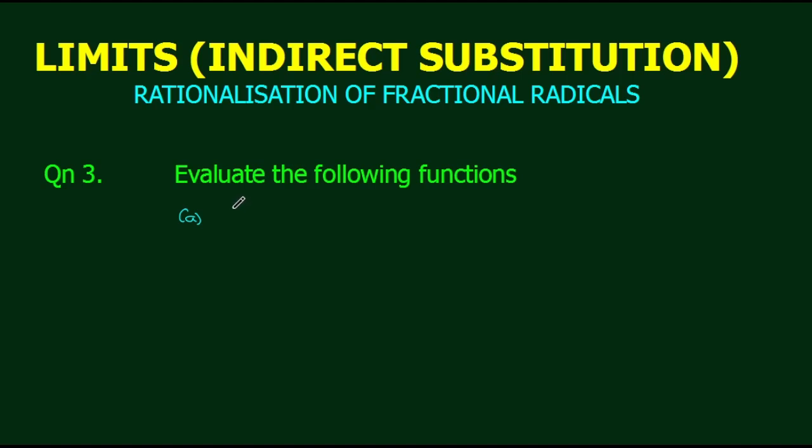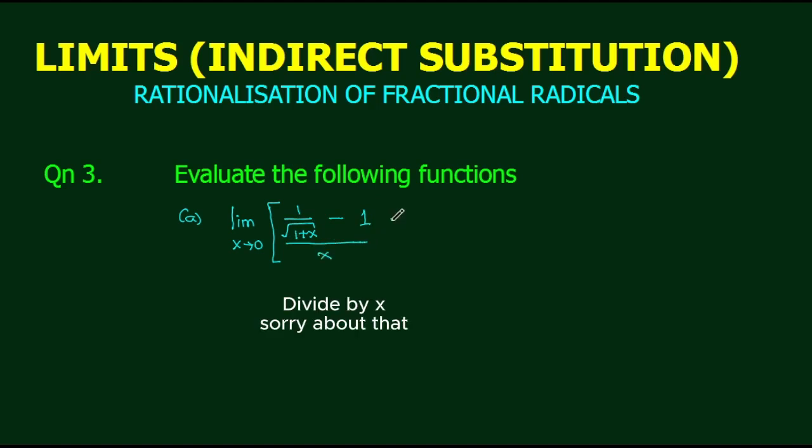So in our question 1, it says we need to evaluate this limit with x tends to 0, and this limit is having a fraction at the numerator, like 1 over the square root of 1 plus x, then this term is subtracted away, 1, and we divide the whole thing by x.